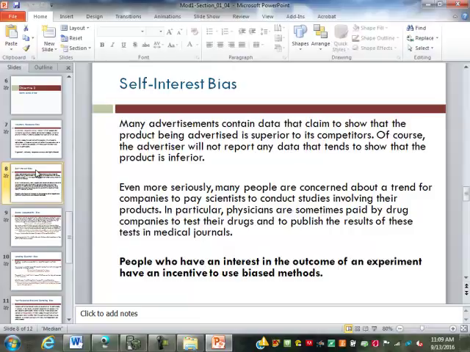Self-interest bias: sometimes, rather than give an honest answer, you're going to give the answer that you think someone wants to hear, or the answer that you think is going to benefit yourself the most. So there's self-interest bias. I'll let you read through their examples.